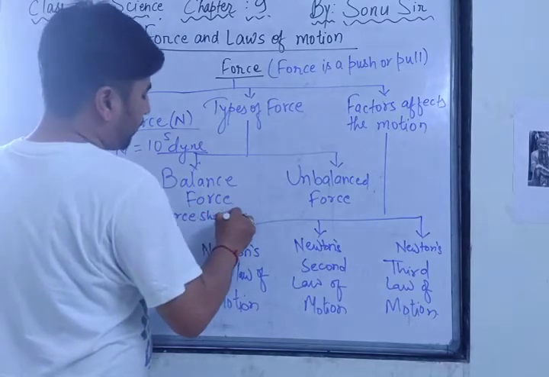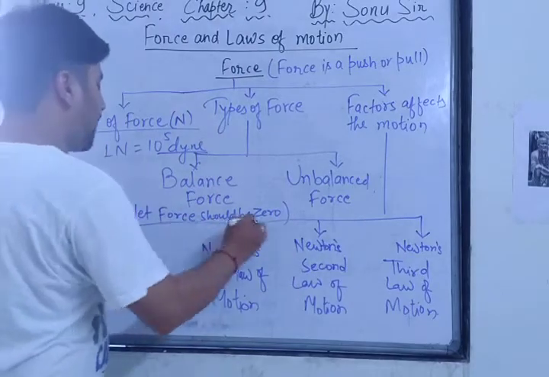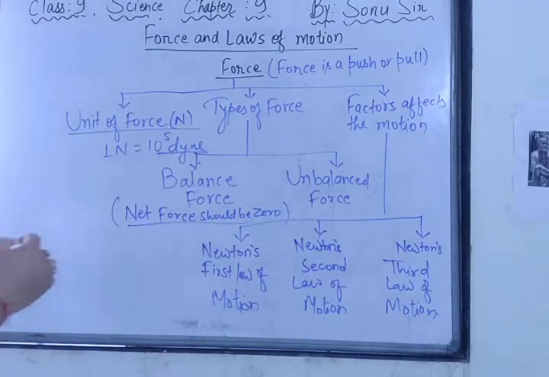Net force should be 0. That force is called balanced force. And what about the unbalanced force? The net force must not be 0. If the net effect produced by two or more forces on an object is non-zero, then the forces are said to be unbalanced force.